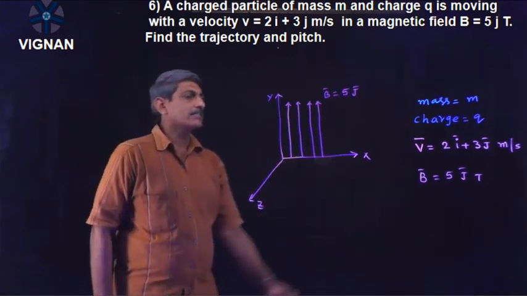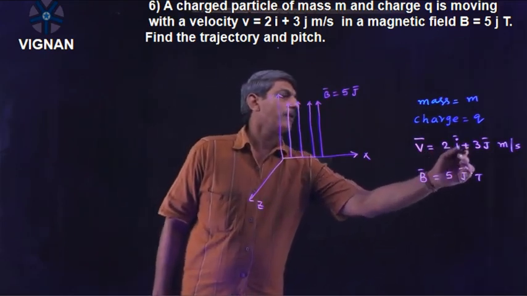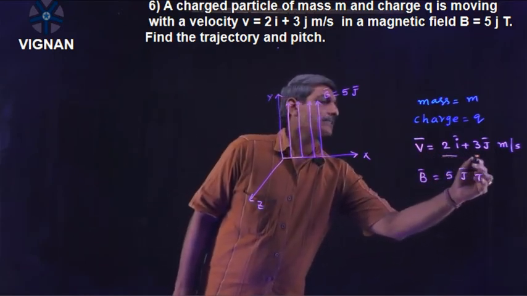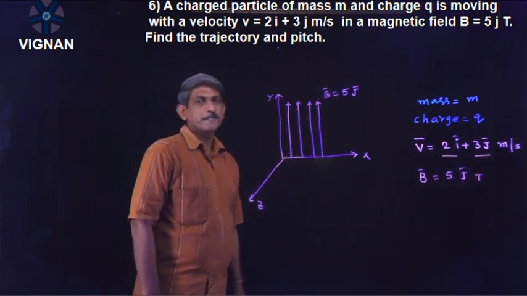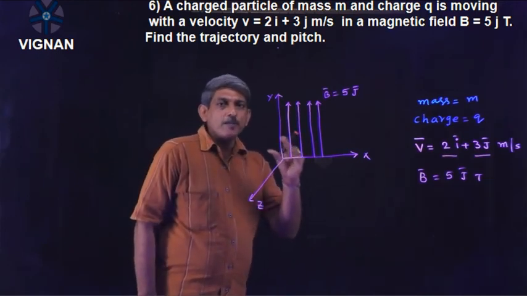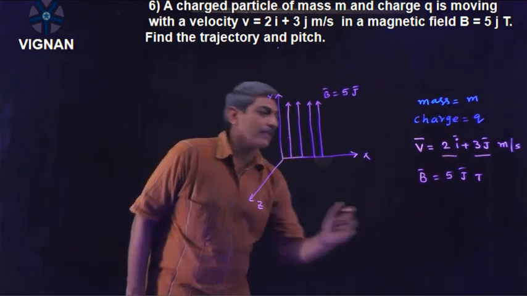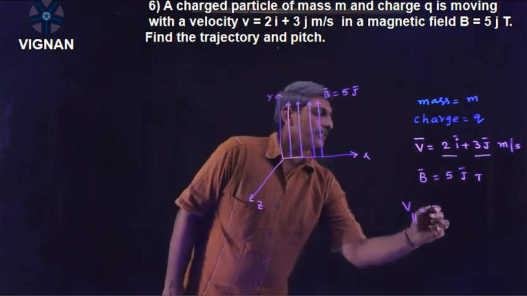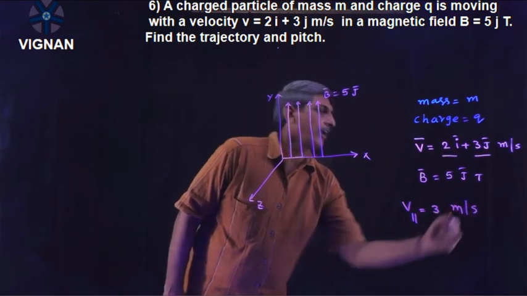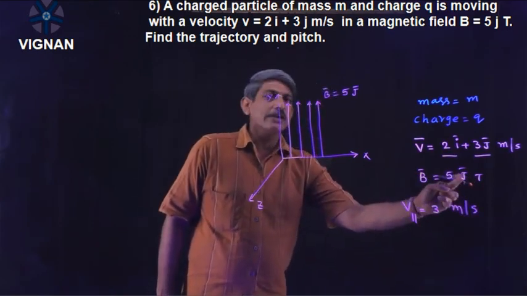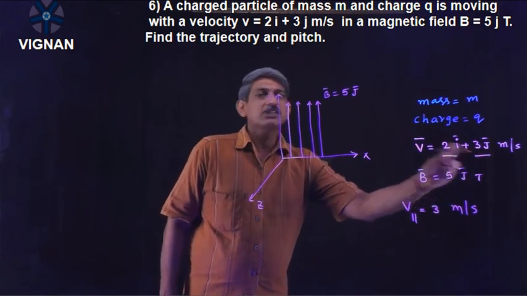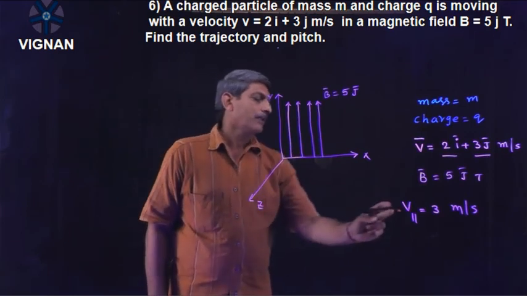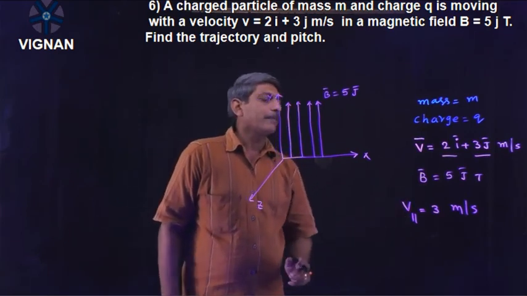Now the velocity vector is given by v bar = 2i bar + 3j bar. It means that it has some component along the x-axis and also some component along the y-axis. Now, what is the component of the velocity parallel to the magnetic field? V parallel is equal to 3 meter per second. Why? Because the magnetic field is along the y-axis direction. That's why the y component of the velocity is parallel to the direction of the magnetic field.